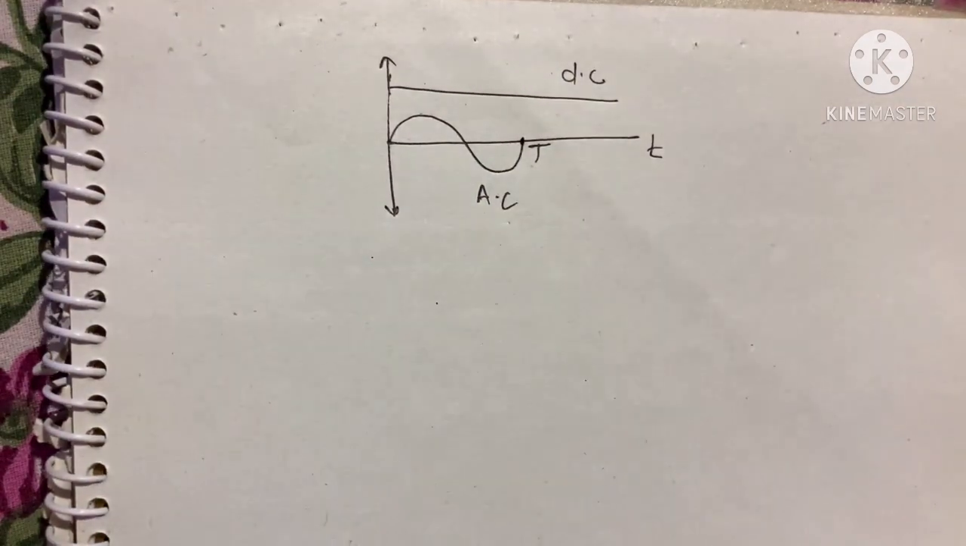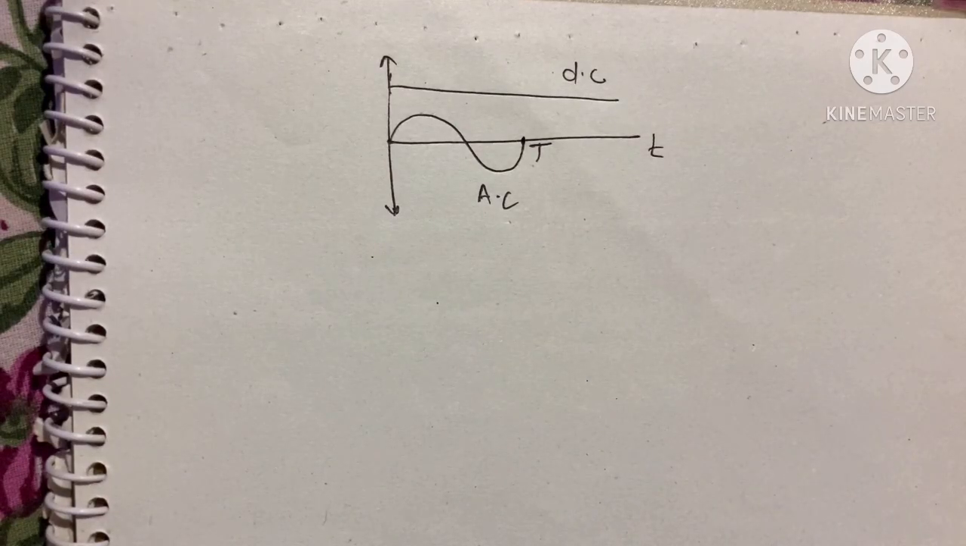The average value of AC is 0. But in case of DC, the average value is not 0. So this is the beginning of alternating current. And the next part, which is very important, is the phasor diagram.